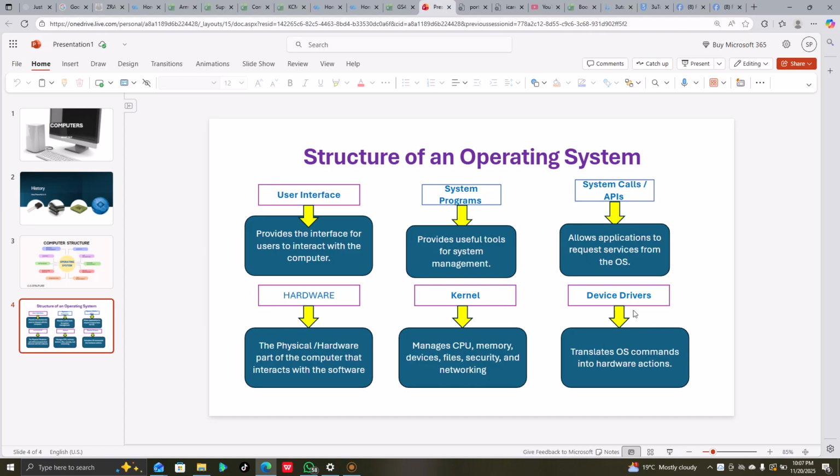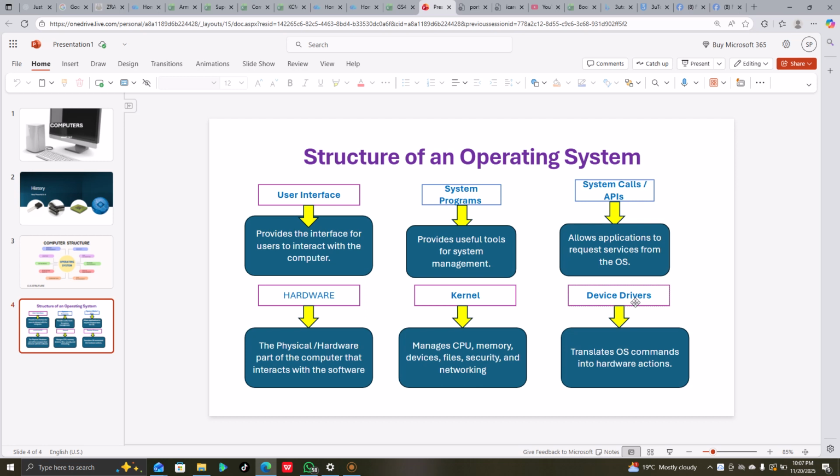Then we have device drivers. If you understand APIs, device drivers are like system calls, except that they help the operating system interact with the hardware parts of the computer and peripheral devices that are put in. For example, when you connect a printer, there should be a driver for the printer in the computer. Without the drivers that deal with printing, you won't be able to print, right?